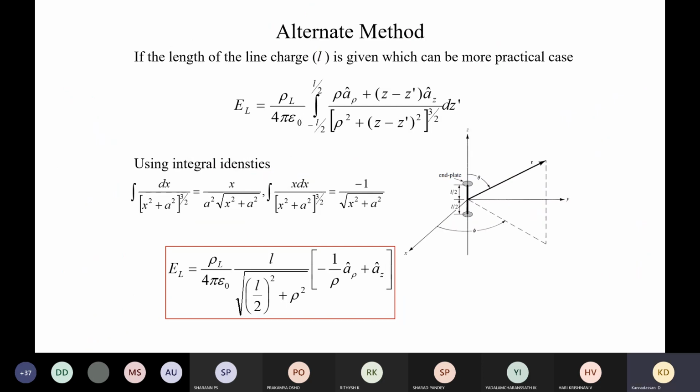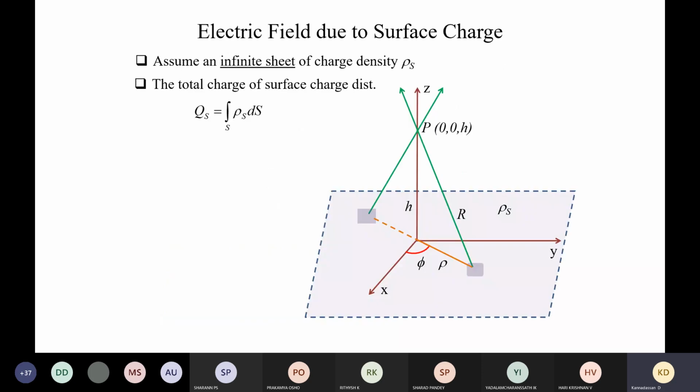Now there is an alternate method. I found it in some other books, which is actually a little bit advanced. Maybe you can think about that. Now what we are going to do is work out the electric field due to the surface charge.